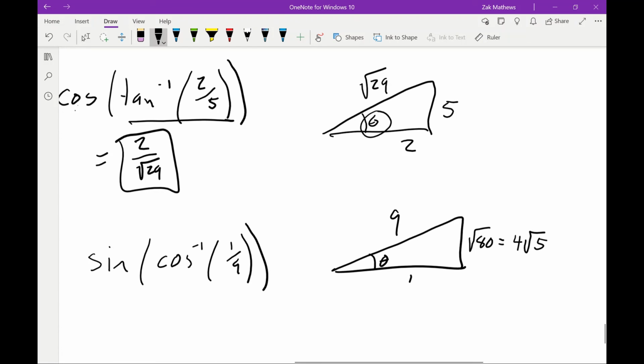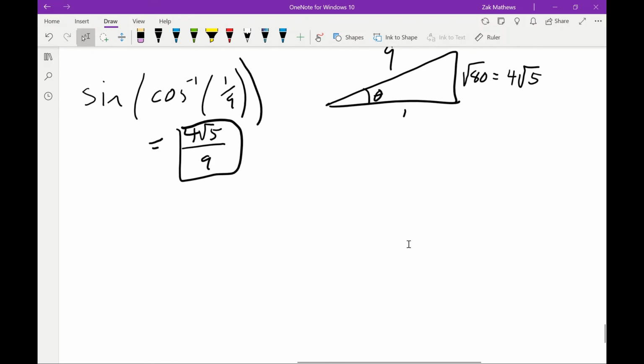And so we could write this answer as 4 square roots of 5 over 9. So once we understand what we have in terms of an angle or a ratio of sides, it is just drawing that picture, thinking about what we're looking for. That's what we're doing. Cosine gives me 1 over 9. Well, I can find the third side using the Pythagorean theorem, and then I know that the sine is equal to the opposite over the hypotenuse.